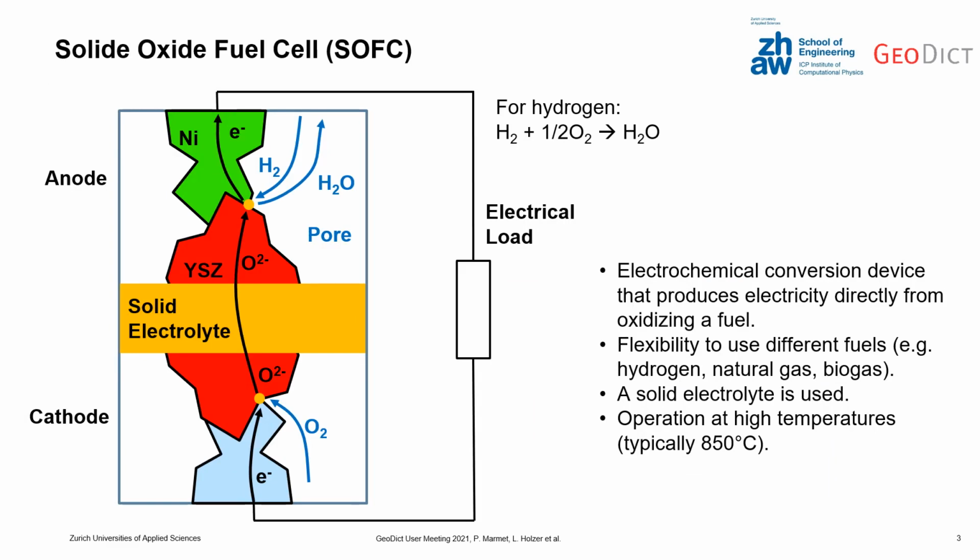Solid oxide fuel cells are electrochemical converters to produce electricity directly from oxidizing a fuel. Here you see the example for hydrogen, but there is a large flexibility to use different fuels, for example natural gas or biogas. A solid oxide electrolyte is used, which gives this device its name, and it is operated at high temperatures, typically at 850 degrees Celsius. In this study, we will focus on the microstructure of the anode side.